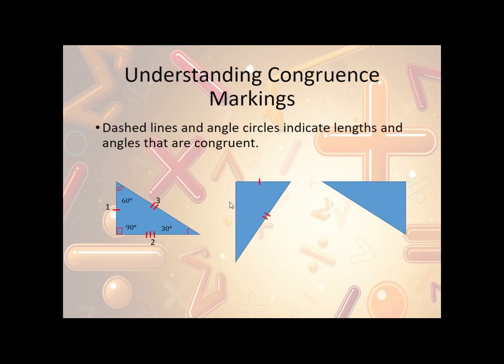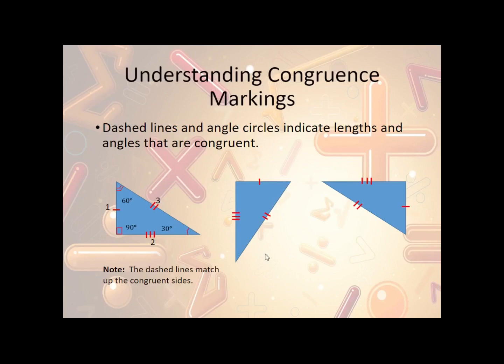Then we do a triple dash and show that those are congruent. And we can continue that on with this triangle as well. So we have single here, double here, and triple here. That indicates that all the triple dashes are congruent, all the double dashes are congruent, and all the single dashes are congruent.